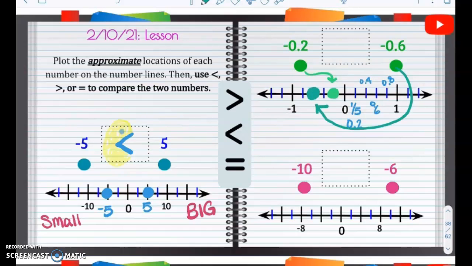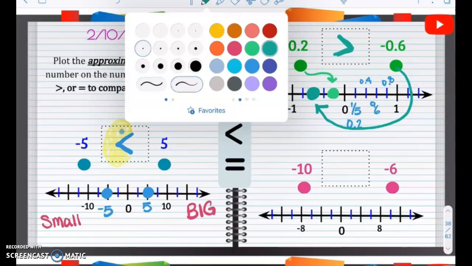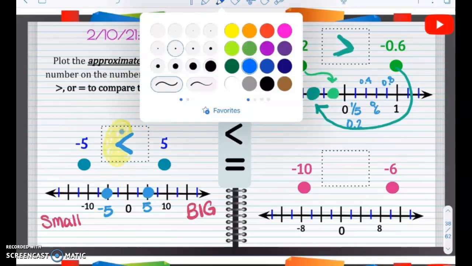So now, which is bigger? Ooh, which is closer to 0? This one's closer to 0. So we're going to have that big mouth eating that big number. So the big mouth is going to eat the big number. So it is going to be -2/10 is greater than -6/10 because it's closer to 0. I'm going to make my cute little Pac-Man.